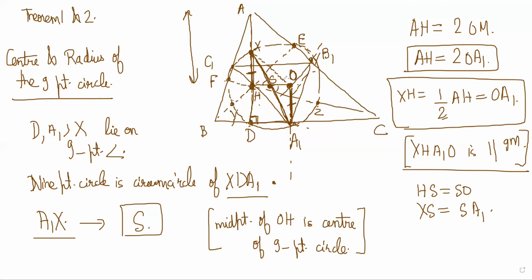And that came because we had AH is equal to 2OA1, from last class proof. This is double of this, right? And therefore, XH is equal to OA1. That became equal. So from all of these steps, what we are getting is the midpoint of OH is the center of the circle, and the radius of the circle will be what?